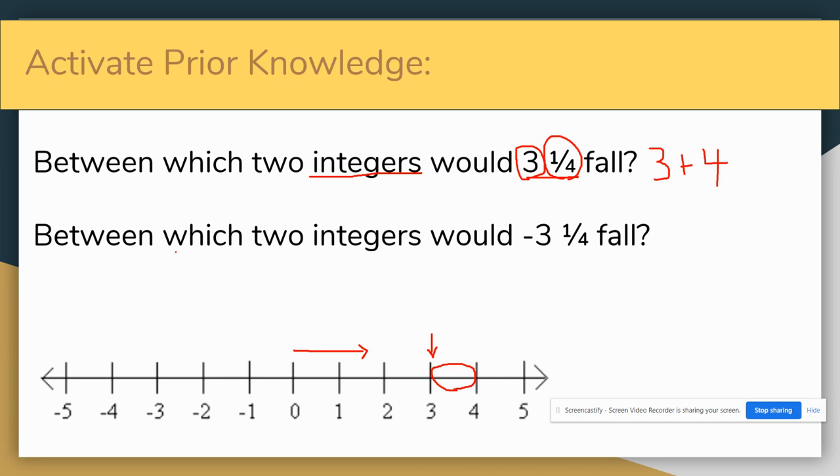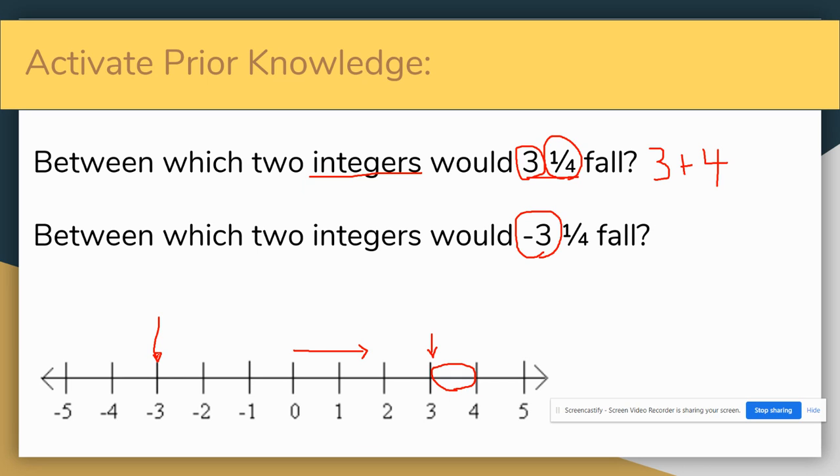Between which two integers would -3 and 1/4 fall? I'm going to pause the video. I want you to try to figure out which two numbers this would fall between. Okay, first thing I notice is it starts with a whole number, -3. So I'm going to find that on my number line, which is right here.